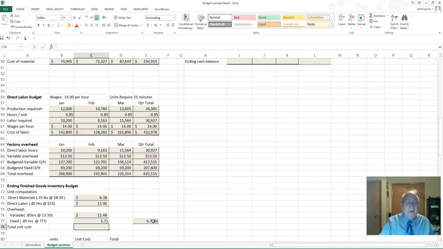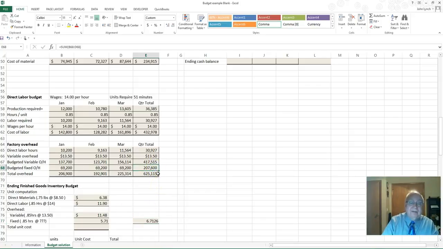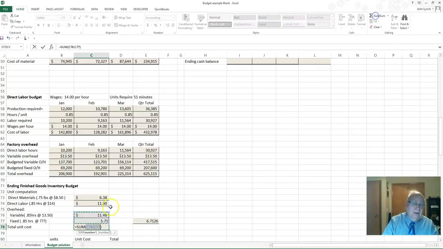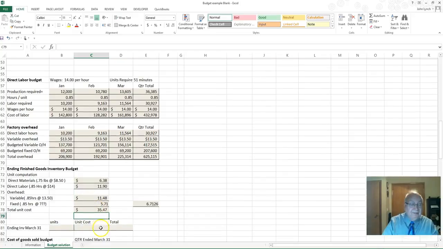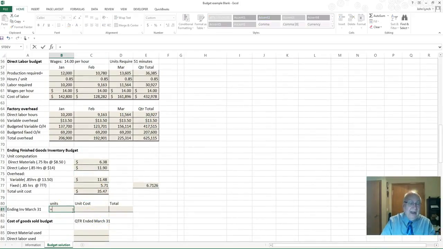Now, the reason why we had to do this over here, we have to find out what our fixed overhead is per hour. So to do that, it'd be nicer to do it for the year, but we didn't have that information. So we took the next best thing, which is the totals that we have. So we have budgeted fixed overhead with a total of $207,600, and the labor hours of $39,927. So to get our rate, we divide the two, and I just arbitrarily picked 4 decimal places. Okay, now we add these up. And this is our cost per unit. It's $35.47.